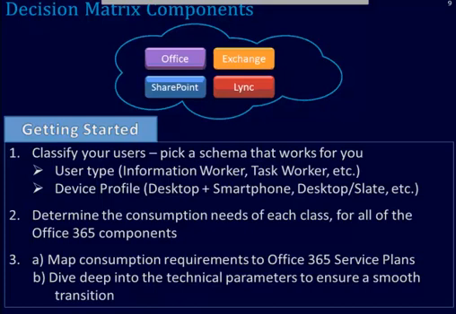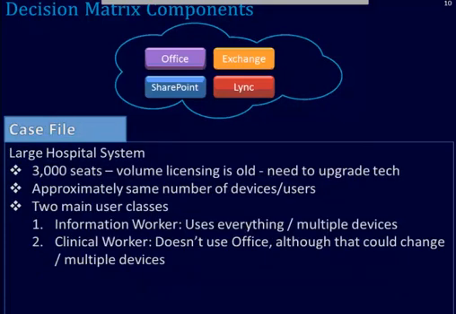All right, so let's start going through this. We're going to do this case file style, right? So we're going to use a fairly simple case file. Let's pretend we're a hospital, a large hospital system. We've got about 3,000 seats. Let's just, for the sake of argument, say that our volume licensing is really old as the hills. We're still running Office 95 and Windows ME, because we were the only ones that actually deployed Windows ME. And we've got to upgrade both our licensing and our technology. So we're not going to get entangled in transitioning from one agreement state to another. We'll address that, but for this case study, I want to keep it simple.